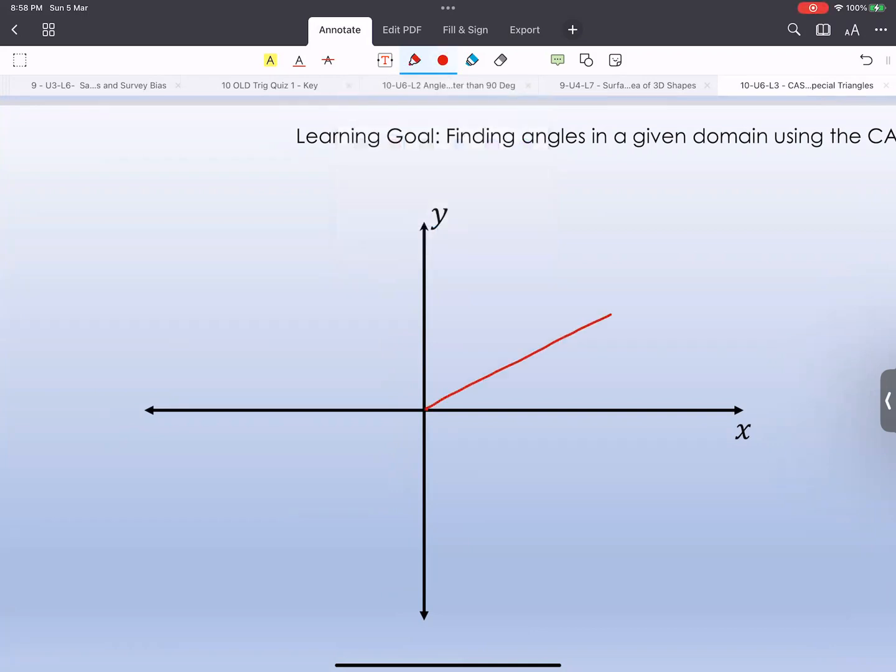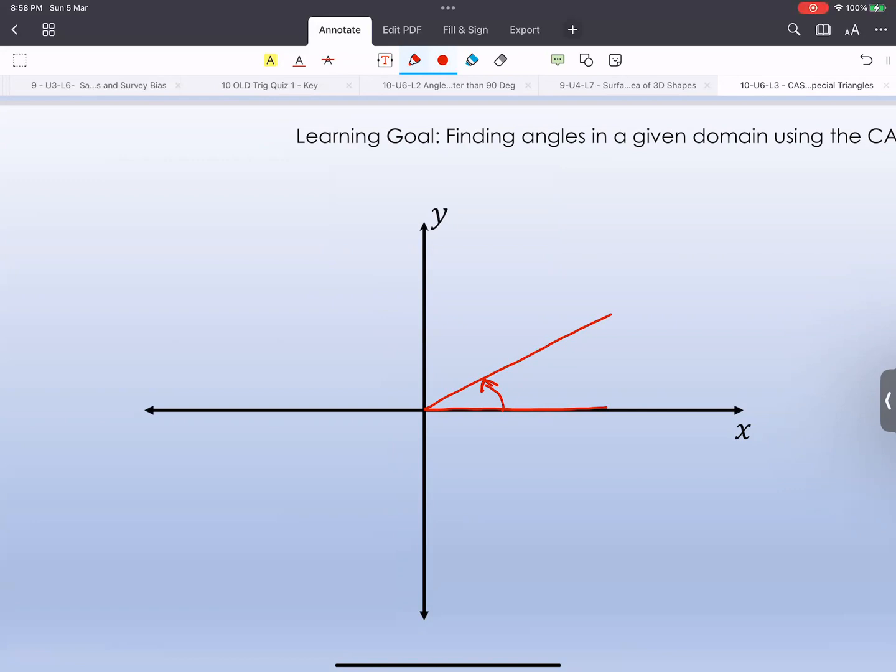Last class we looked at the definition of the terminal arm and the initial arm of an angle in standard position. So this is the angle that we're looking at, the principal angle measured in the counterclockwise direction, that's a positive angle. So what happens to the sign, positive or negative, of the primary trigonometric ratios?